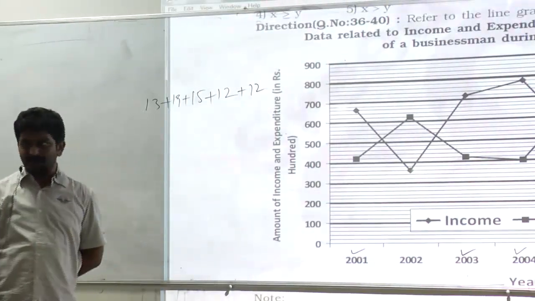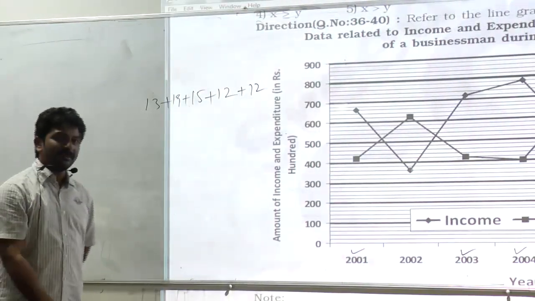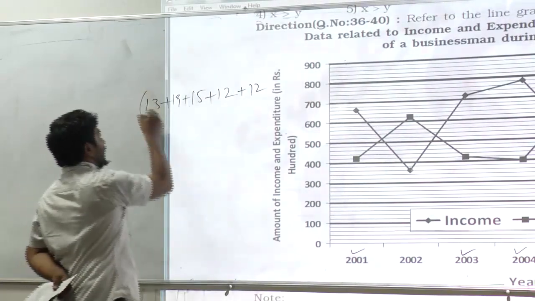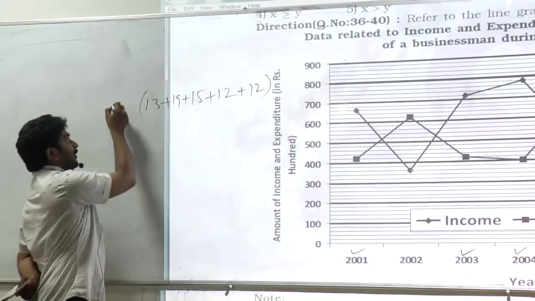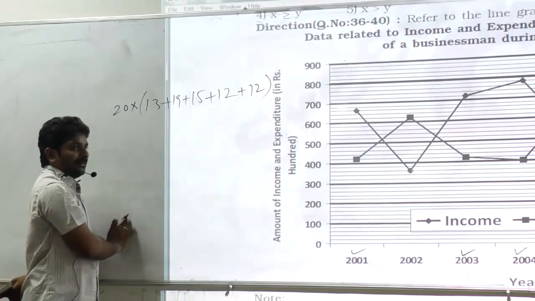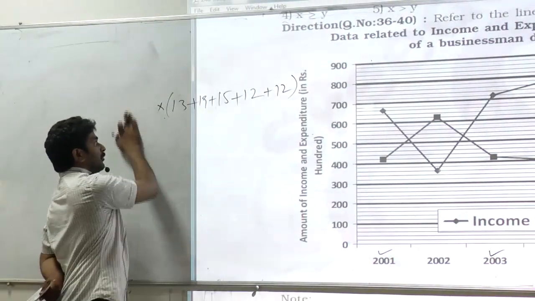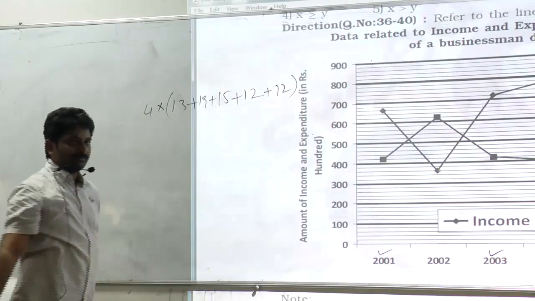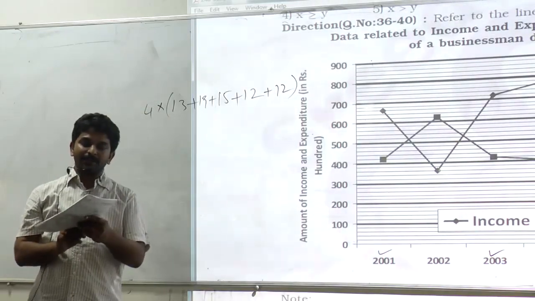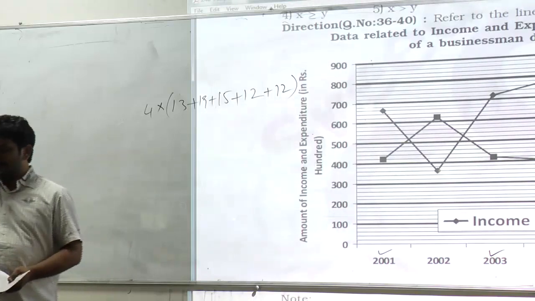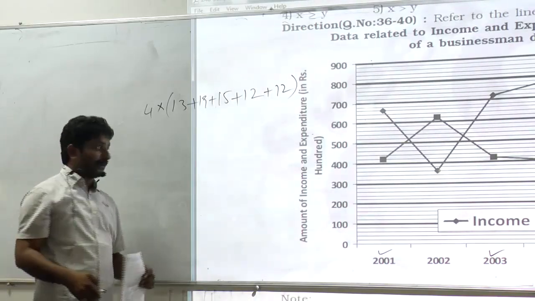Into 20 will give you your number. Yes or no? And you are asked about average, right? After adding this, you need to multiply this number with 20 and then divide it by 5. So how much is this? You know that you will get 4 multiples. Yes, all are 4 multiples, so you have to calculate.